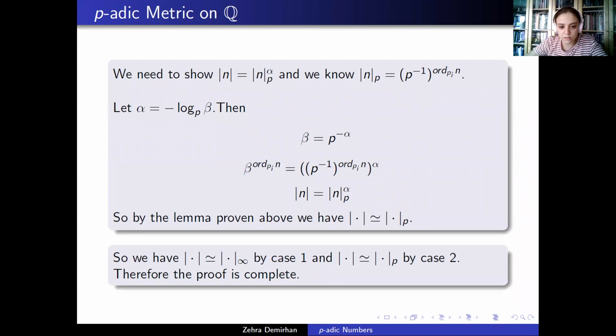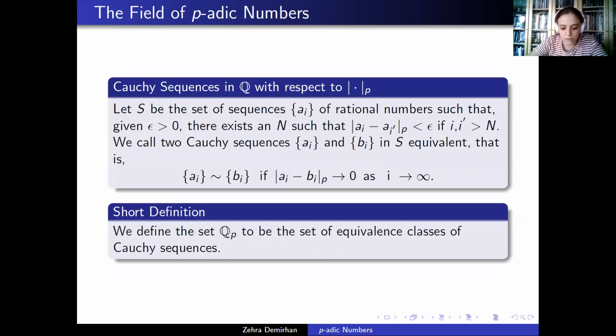So by combining the results of case 1 and case 2, we have proven Ostrowski's theorem. Now, the first part of my presentation is finished.